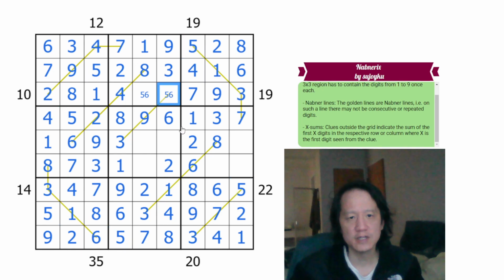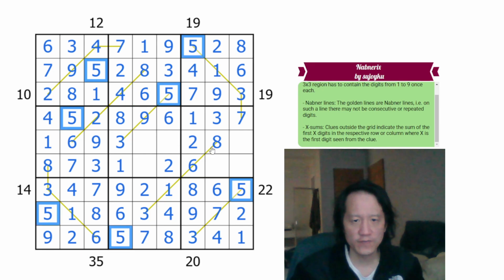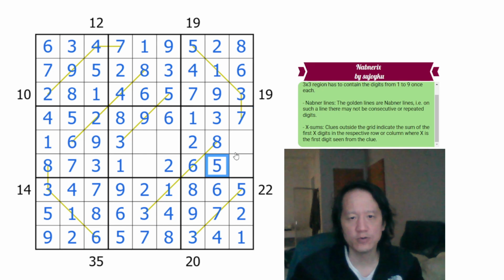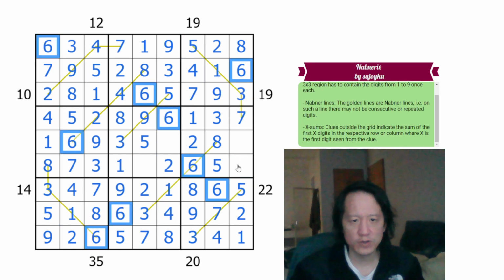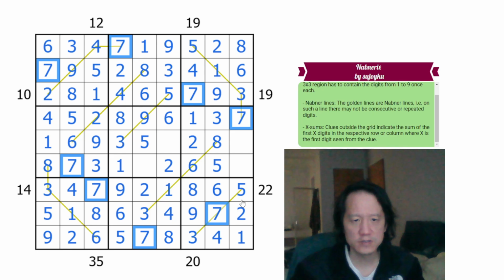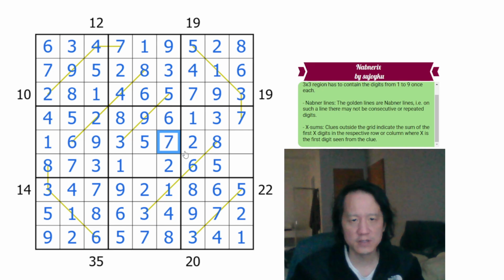This can't be 6 anymore, so it must be 5, which makes that a 6. 5 cannot be any of these two, so therefore it must be that one. This can't be 5, this can't be 5, therefore this must be 5. This is just normal Sudoku. 6's, we have all the 6's. 7's, we have... This has to be a 7.